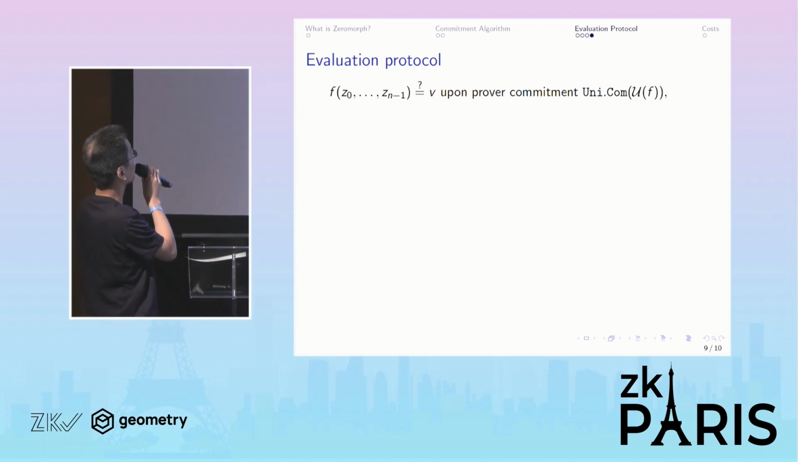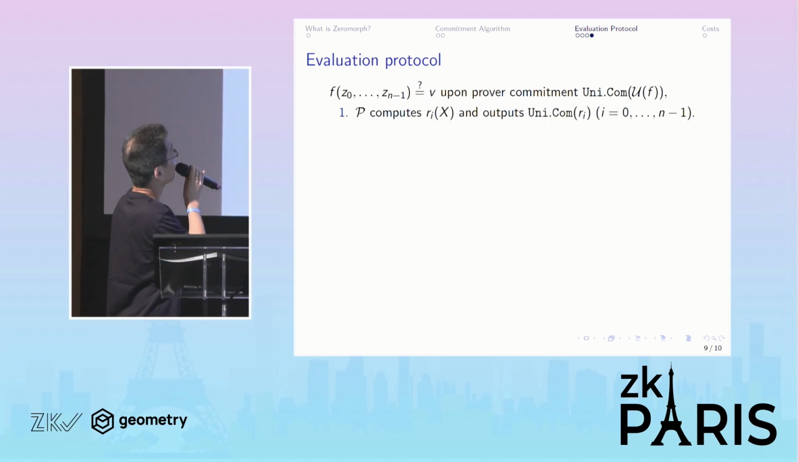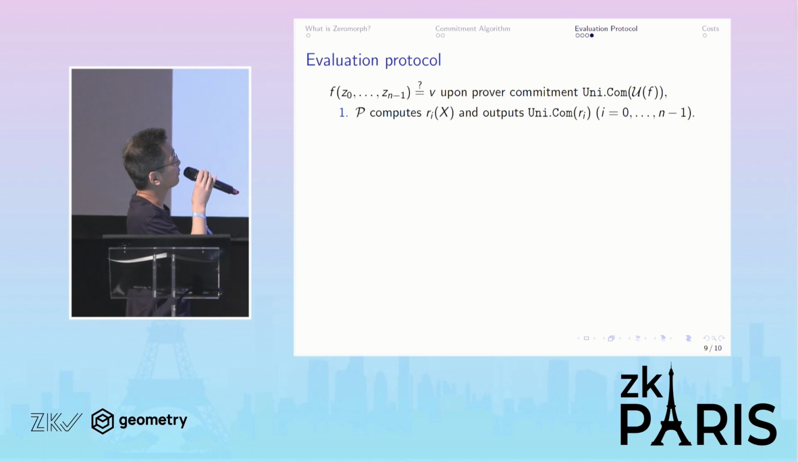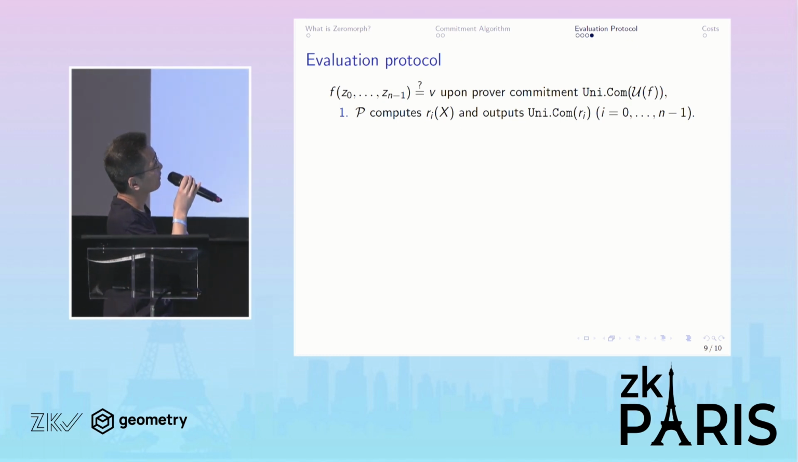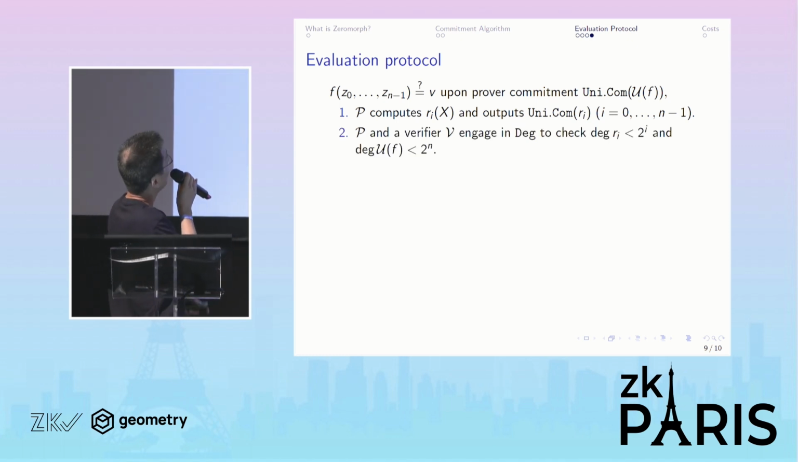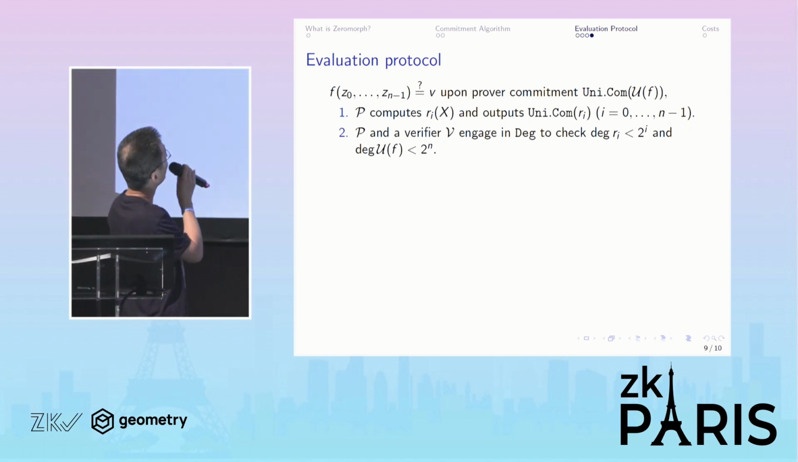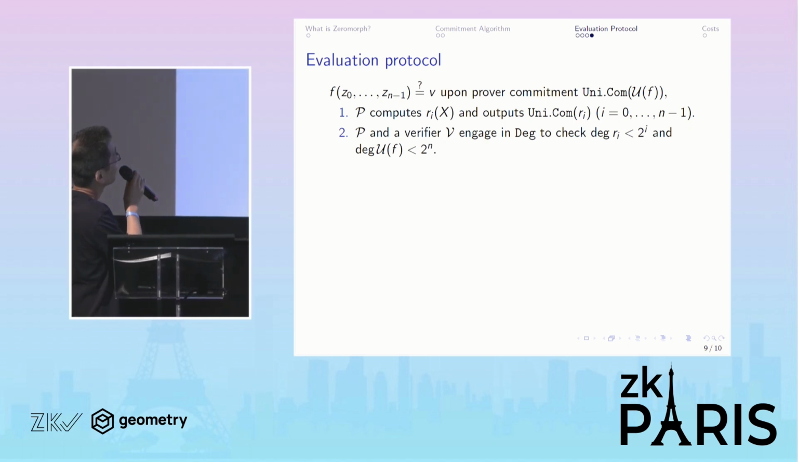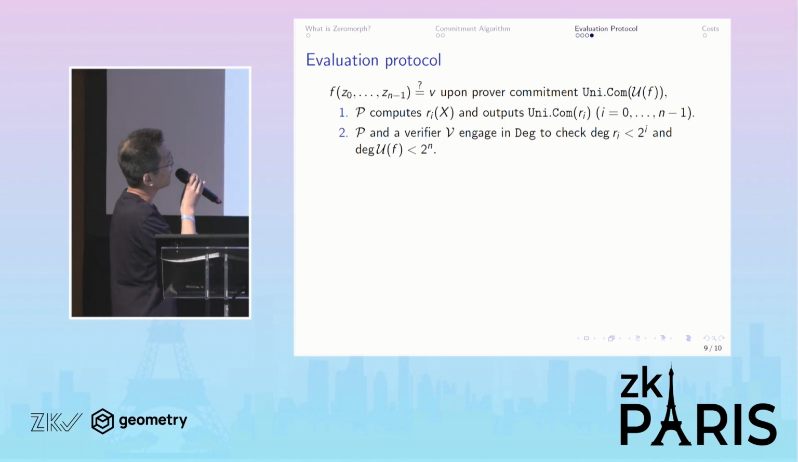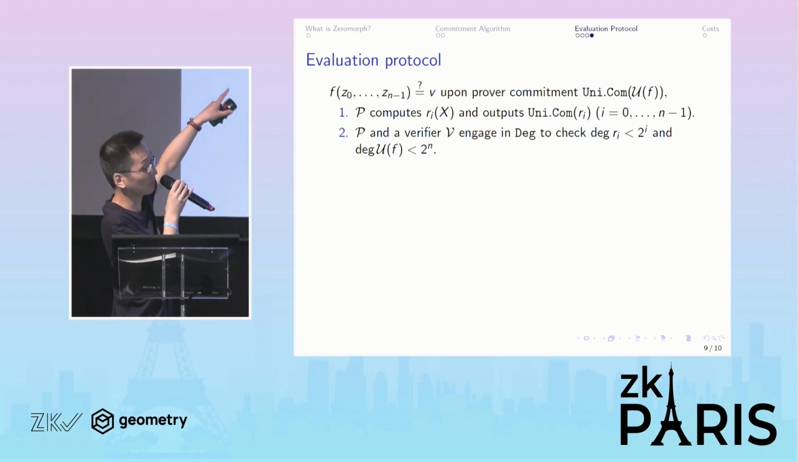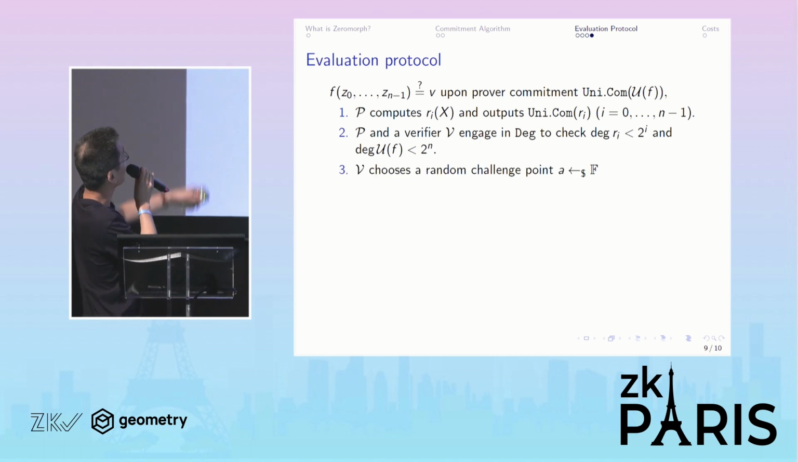So, the evaluation protocol. P computes Ri and commits to Ri using a univariate commitment algorithm. P and V engage in a degree check protocol to make sure that Ri has the correct degree, and also that the degree of U of F is less than 2 to the n. I haven't talked about this yet, but I'm going to mention this last check later.